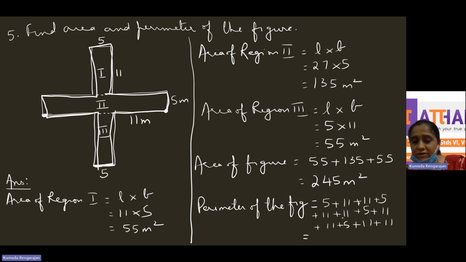So 11 taken 1, 2, 3, 4, 5, 6, 7, 8 times, so 88. Plus 5 taken 4 times, so 20. So you all got 108. If you got that, that's equal to 108 meters. Correct?